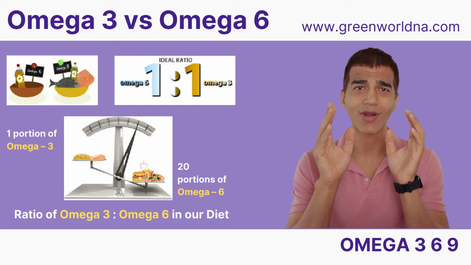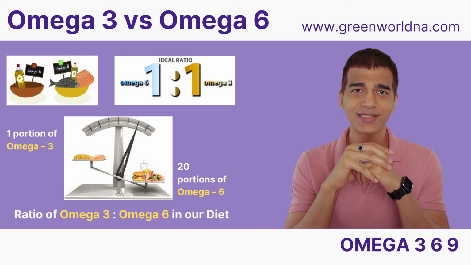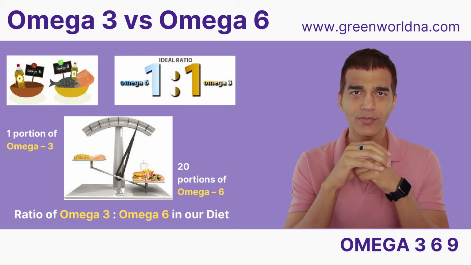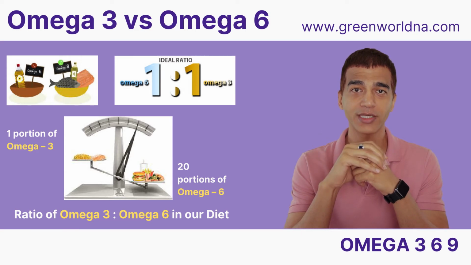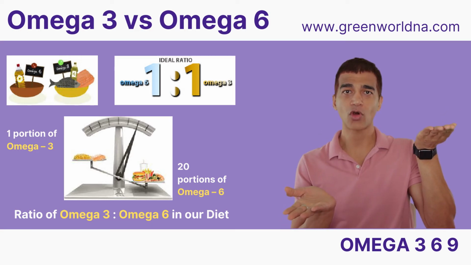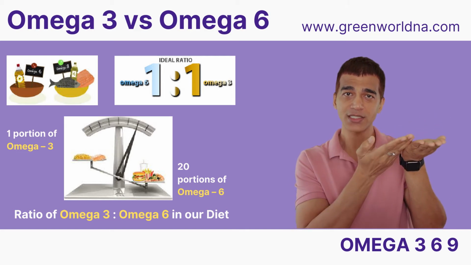Now the problem arises due to our modern lifestyle. You can have a look at the picture and see that in today's time, the way we consume our food, the ratio of omega-6 and 3 is completely haywire. We are almost consuming 20 portions of omega-6 in comparison to one portion of omega-3. So these 20 portions of omega-6 are creating inflammation. Do you think that one portion of omega-3 would be enough to create that anti-inflammatory effect on this? No.